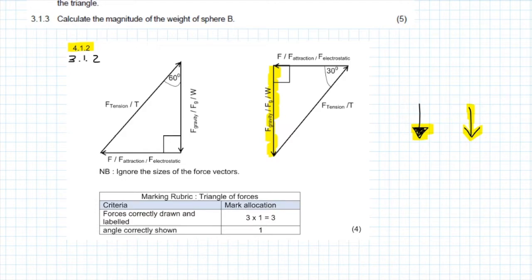So we draw in Fg. When we're done drawing in Fg and labeling it Fg, to its head we're going to attach the tension force straight up like this, and we remember to include an arrowhead. If you do not include the arrowhead, you're not going to get your marks. We label that T or Ft or F tension. Then lastly, to the head of the tension, we're going to draw in the tail of the electrostatic force this way. There it is. You can call it F attraction, F electrostatic, or even Fe as I have. And as you can see, we create a closed vector diagram.